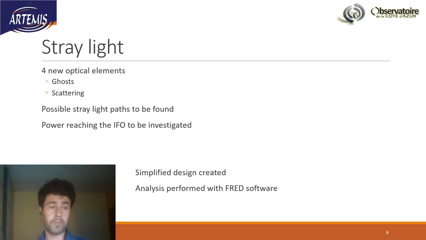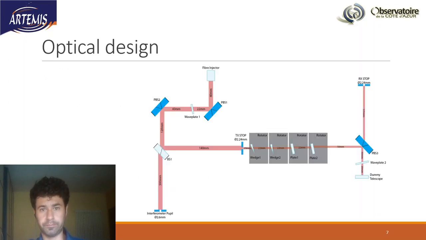The adoption of four elements could create some stray light on the interferometer, and so I tried to investigate the ghosts and the scattering created by this mechanism. I tried to find every possible stray light path and to investigate the amount of power reaching the interferometer and also the CAS. To do so, a simplified design was created, and this optical design was implemented in FRED software to find stray light powers.